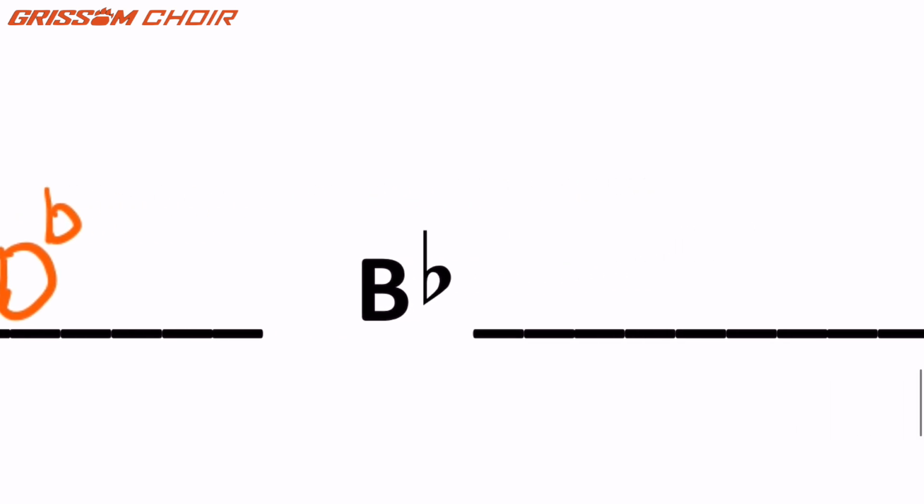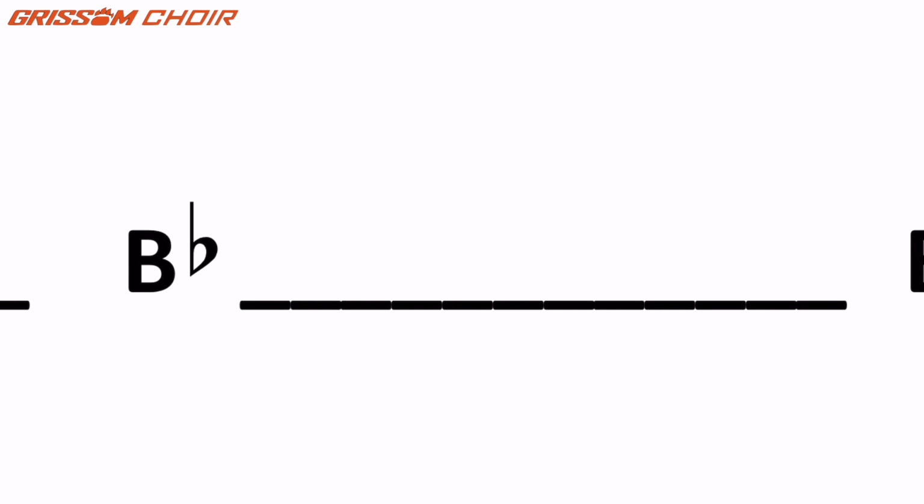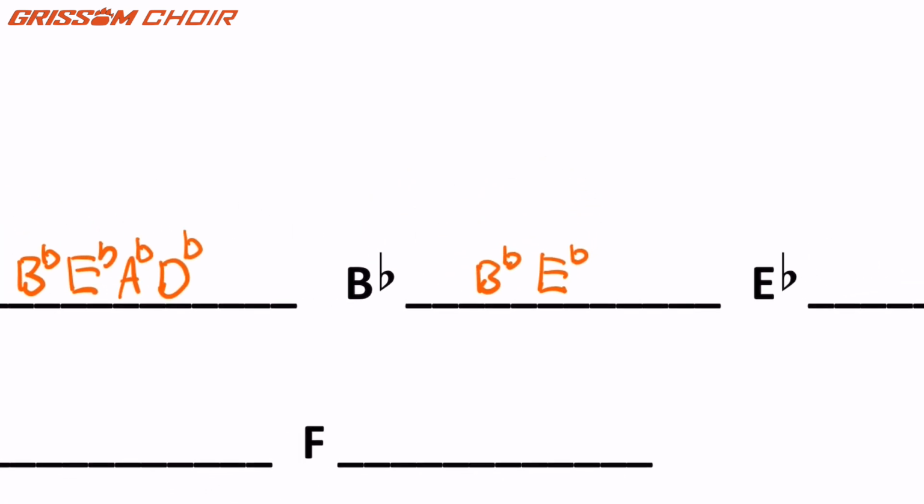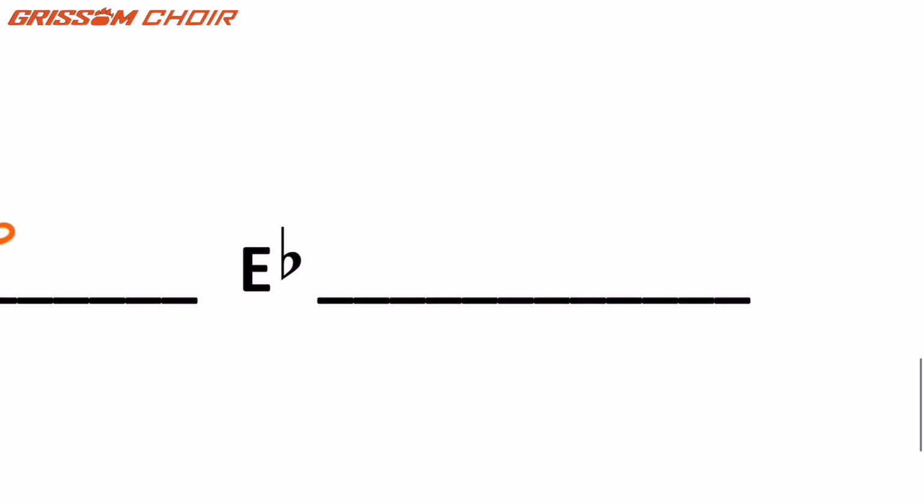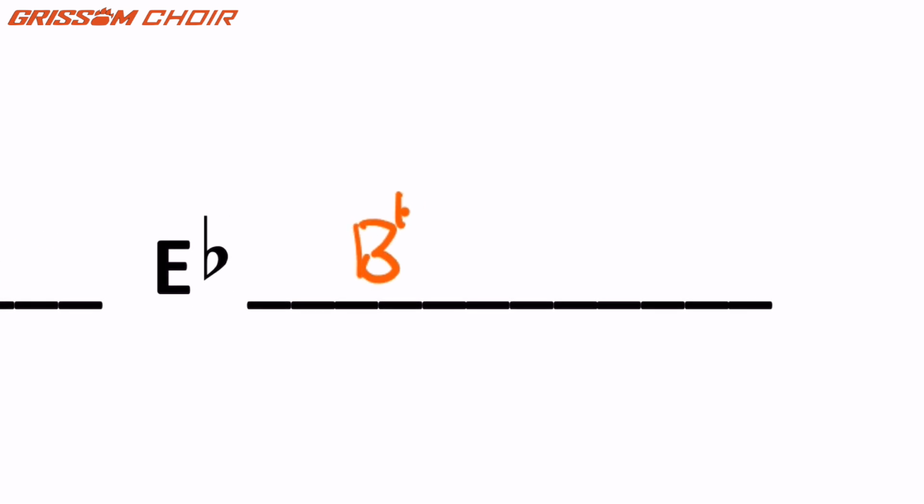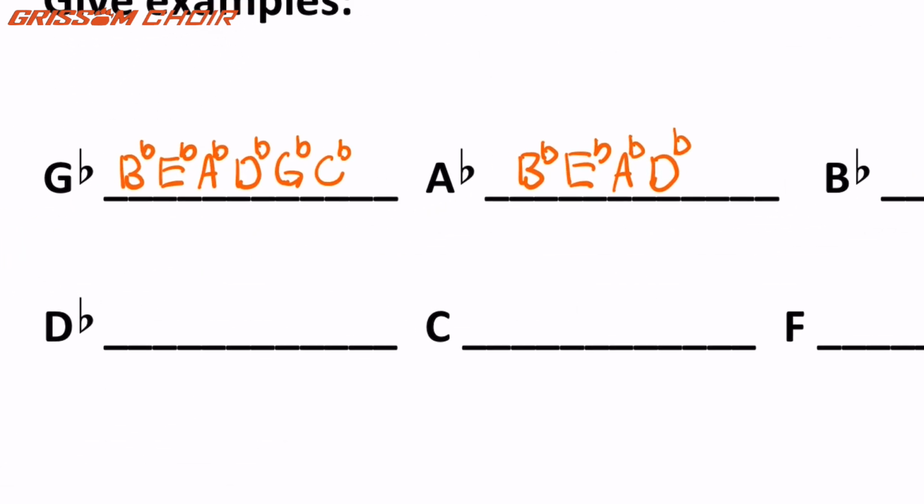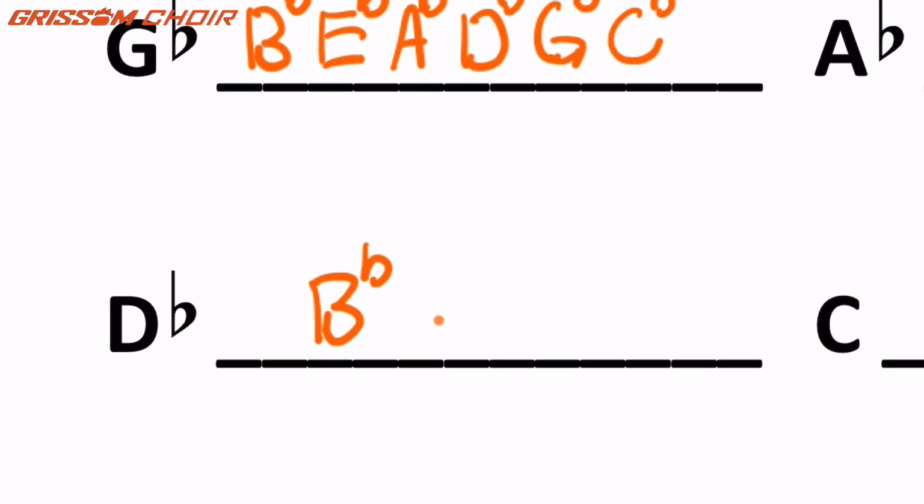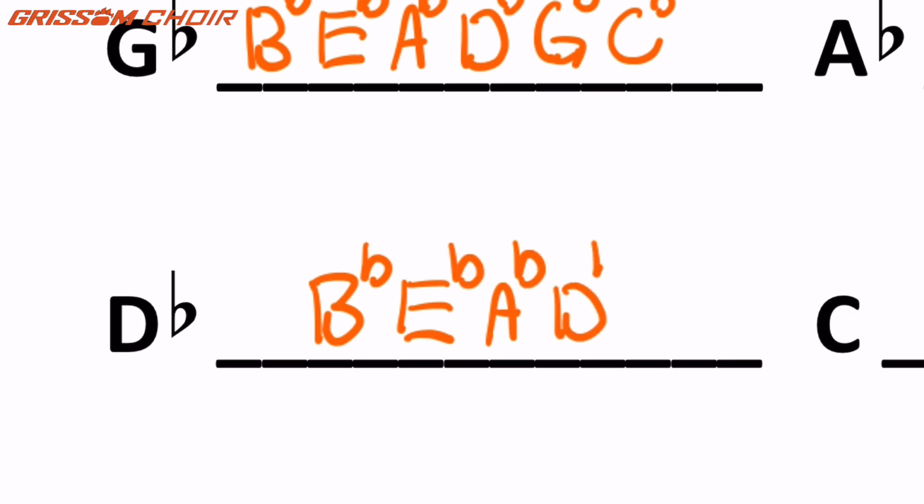Going over to the next one, B flat. It was already done for you in a prior example. B flat has 2 flats in it. That is B flat and E flat. E flat has 3 flats in it. That is B flat, E flat, and A flat. D flat major has 5 flats in it. That would be B flat, E flat, A flat, D flat, and G flat.